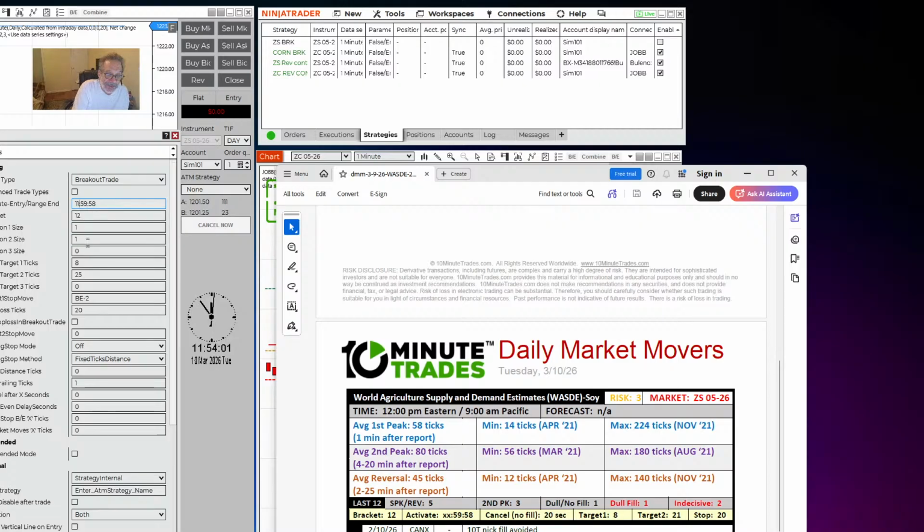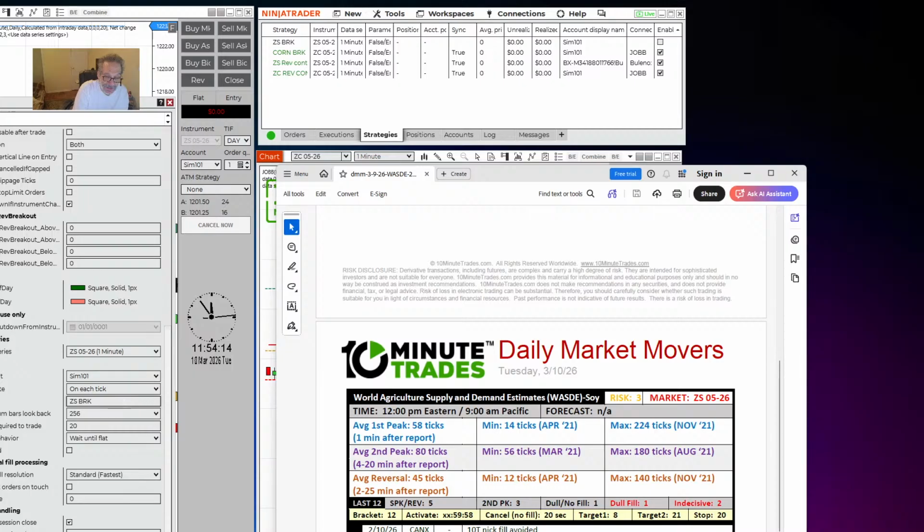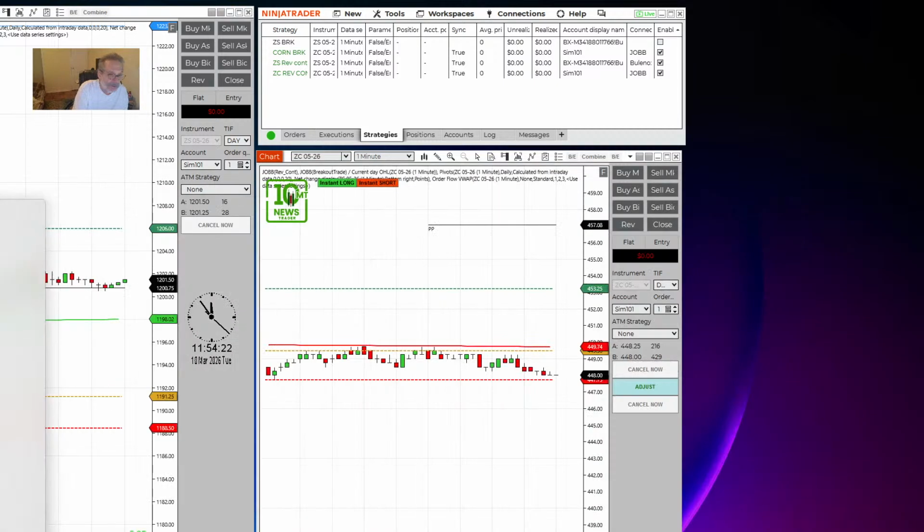$12 on the bracket. Position 1 is a 1, position 2 is a 1. 8 and 25 on our targets. 20 on our stop. Target 1 stop move is BE minus 2. And we're going to trade it in our funded account at the moment. And we are up $210 on our funded account from this morning's trading.